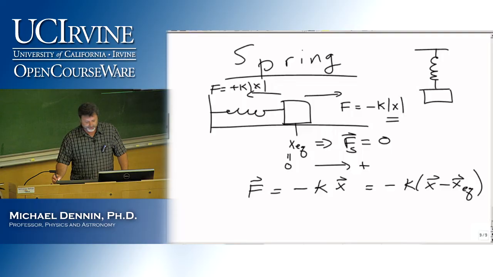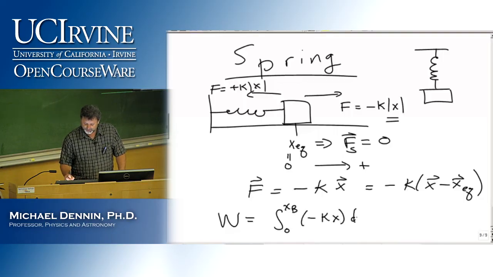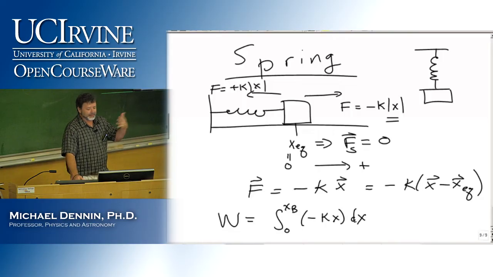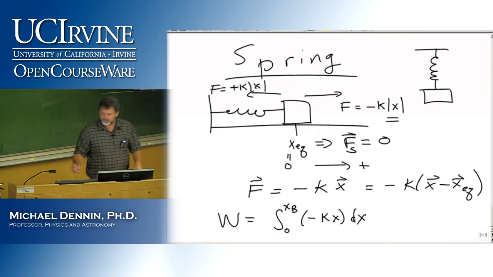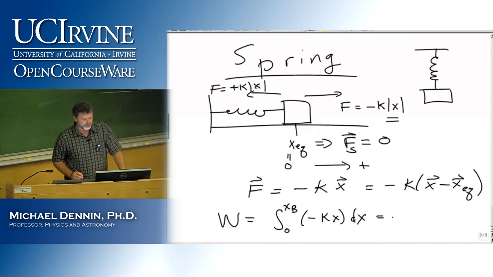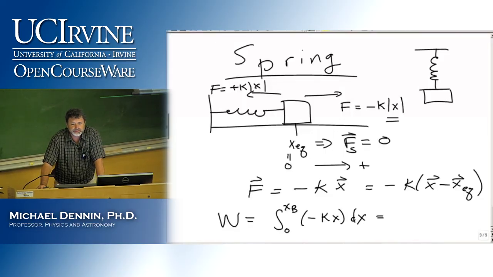Now, this is a case where we can ask how much work does a spring do when we move from, say, the equilibrium 0 to some point x sub b. We take the force, and now that we're moving only in the x direction, dl becomes dx, right? Because all of my motion's in the x direction. And this is an integral you should be able to do. What is the integral of minus kx?